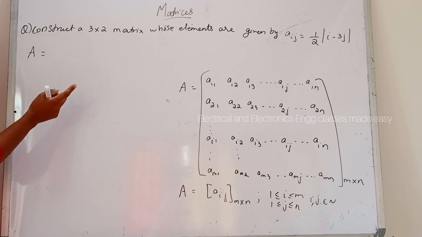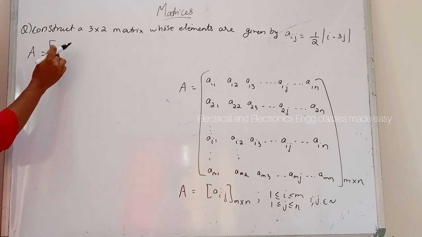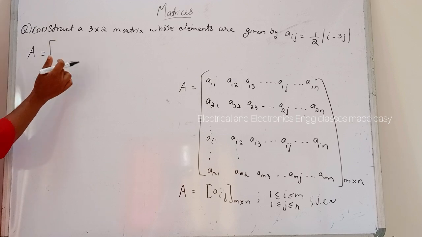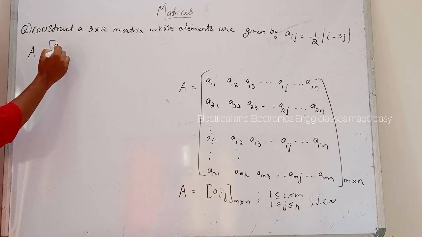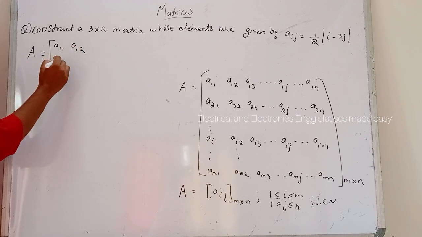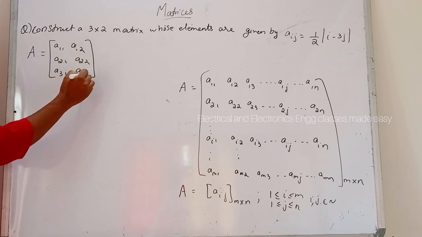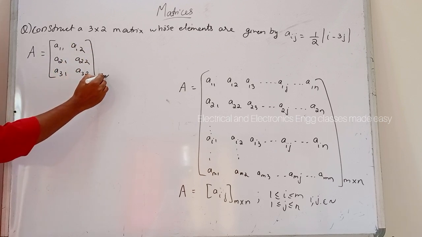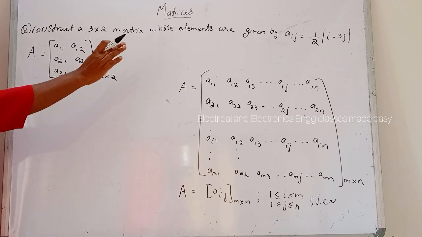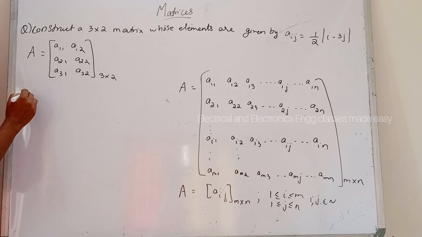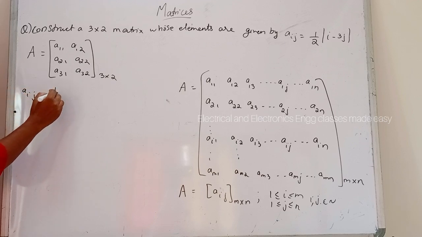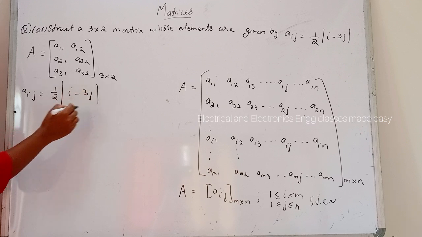So a 3 by 2 matrix means it will have 3 rows and 2 columns. So it will be equal to a11, a12, a21, a22, a31, a32. So this is a 3 by 2 matrix. And here the elements are given by aij is equal to 1 by 2 modulus of i minus 3j.